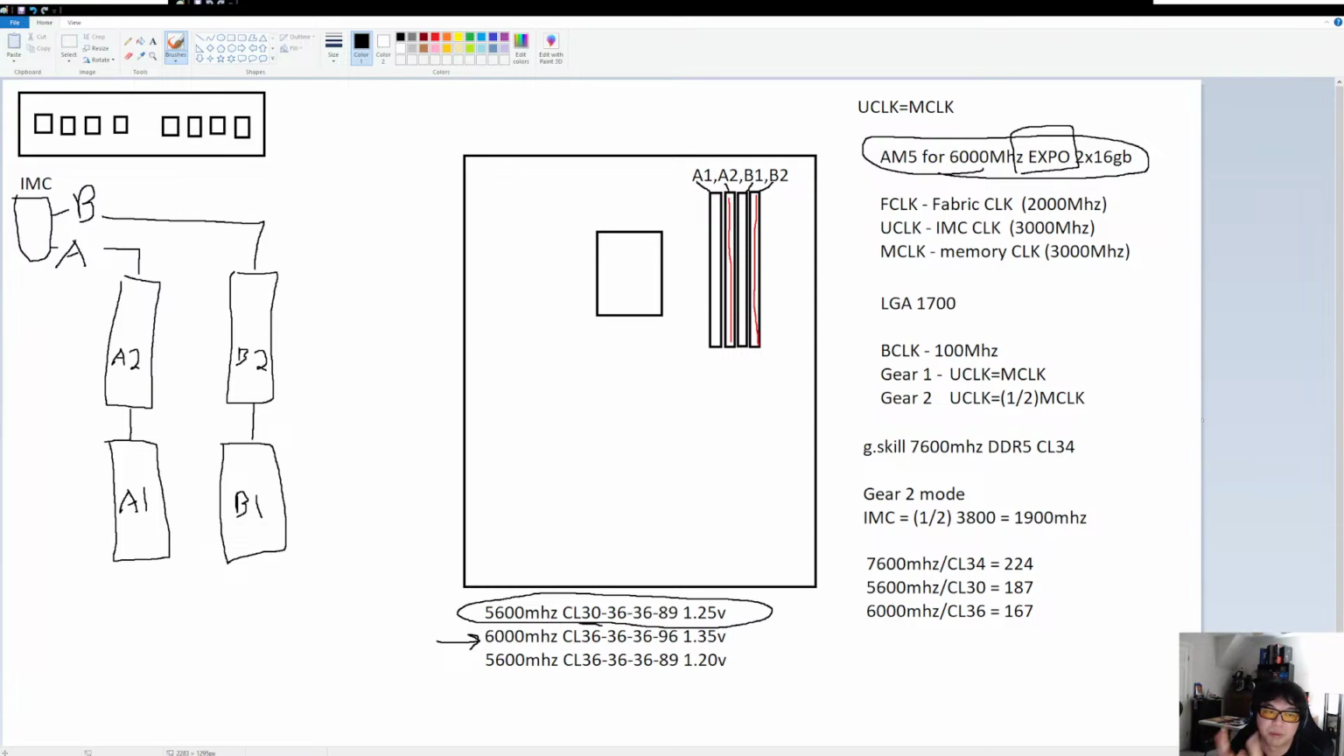Where that will become a problem is if you try to run 4 sticks and very high density, like for example, 128 gigs. So let me make it a little bit more clear. Let's go back here.